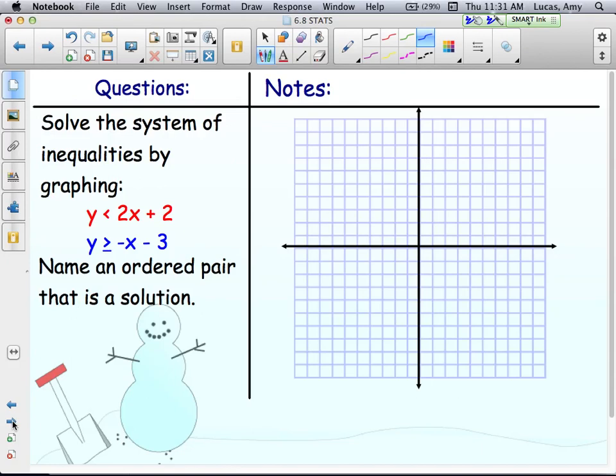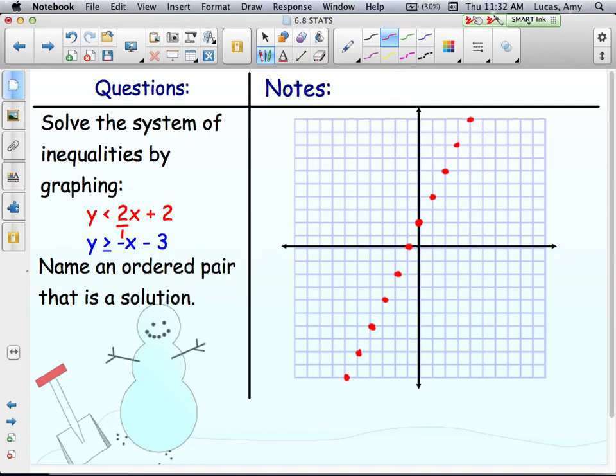Our first system of inequalities involves y is less than 2x plus 2, which I will graph in red, and y is greater than or equal to negative x minus 3, which I'll graph in blue. So for my red inequality, the intercept is 2, so on the y-axis I graph the intercept. Then if I make that slope a fraction, it's 2 over 1, so I'm going to rise 2, run 1 to the right, rise 2, run 1, and I'm going to continue this going in both directions because I'm not certain where these lines will intersect. So I'm going to cover the entire coordinate plane.